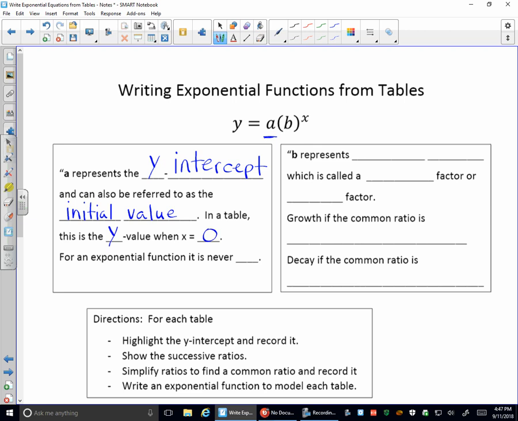But for any exponential function of this form, a times b to the x power, it never goes through 0. So the origin is not a point our exponential functions a times b to the x power have in common. So the second thing that we need to find is what you guys are good at finding, and it's our common ratio. So that's that b value.